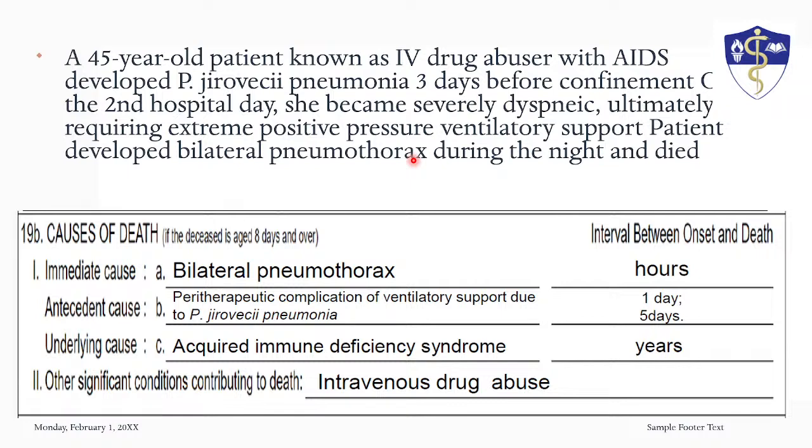Kasi we all know, like I said, Pneumocystis pneumonia happens only on patients with AIDS. And I think the other one is aspergilloma, okay? With people with AIDS. Okay, so yan, ilalagay mo pa rin si acquired immune deficiency syndrome. Kasi, okay, and then other significant conditions contributing to the death, you can put IV drug user. Though, of course, intravenous drug user instead of IV because we do not allow abbreviations.